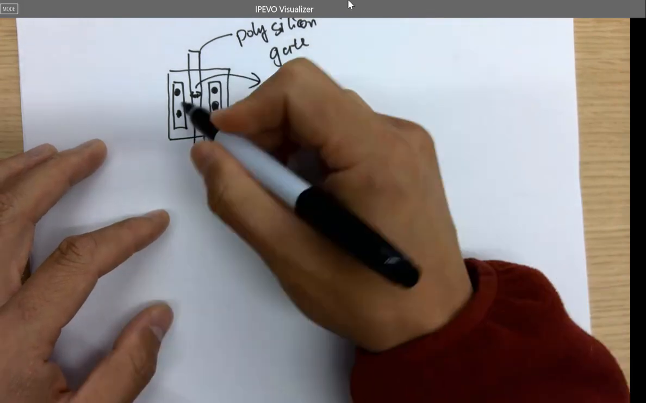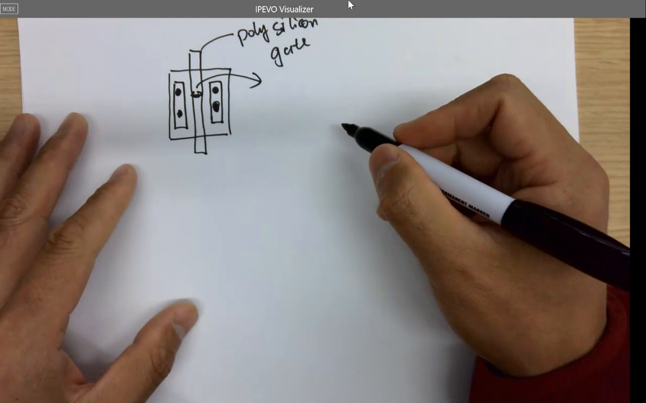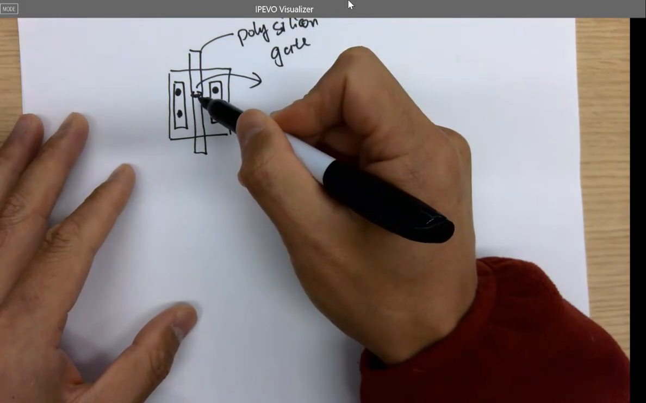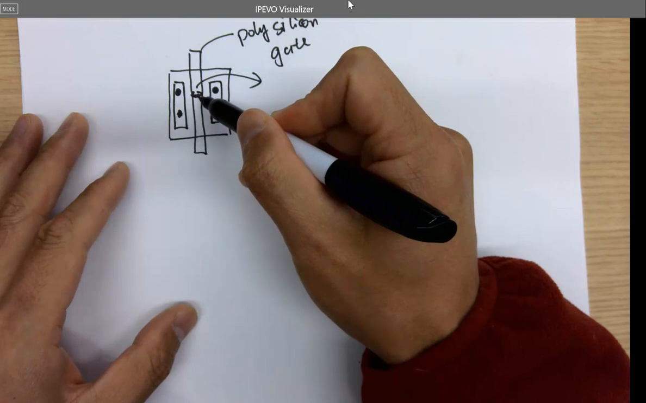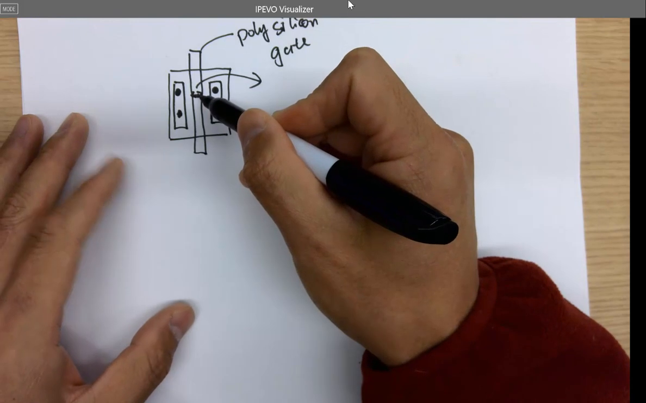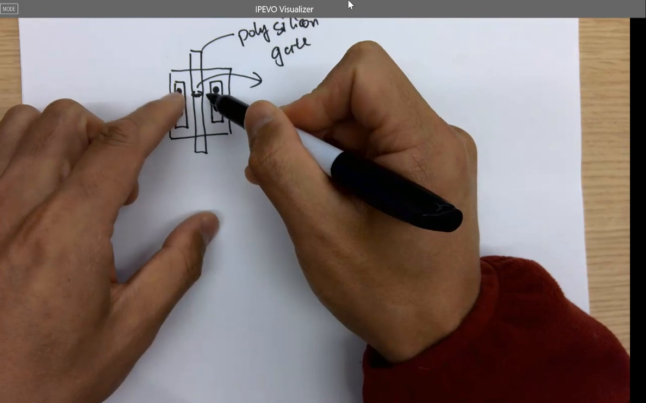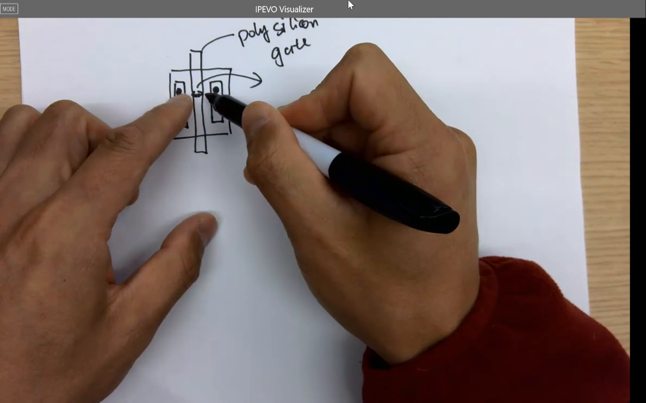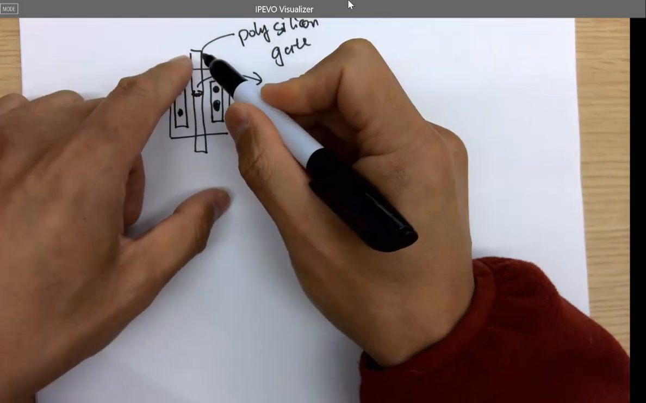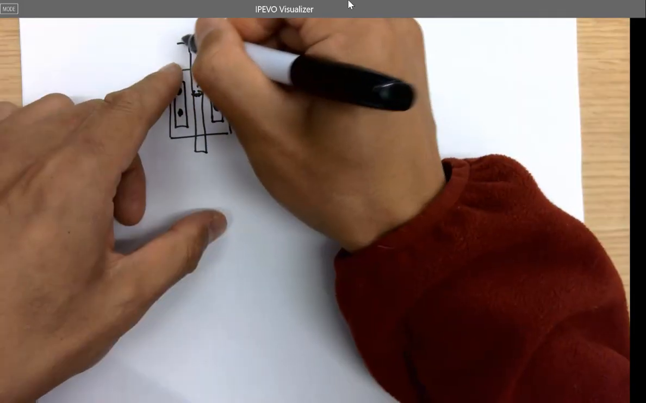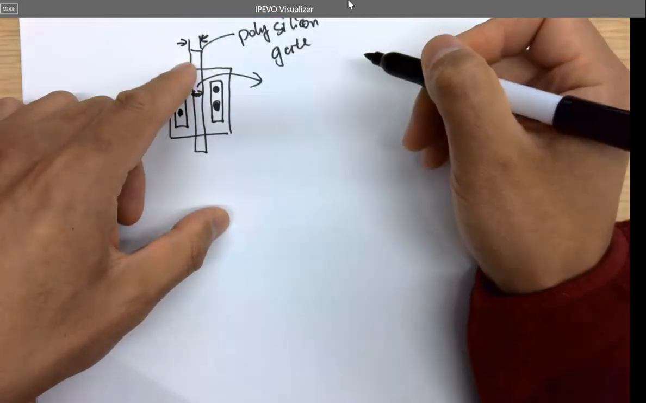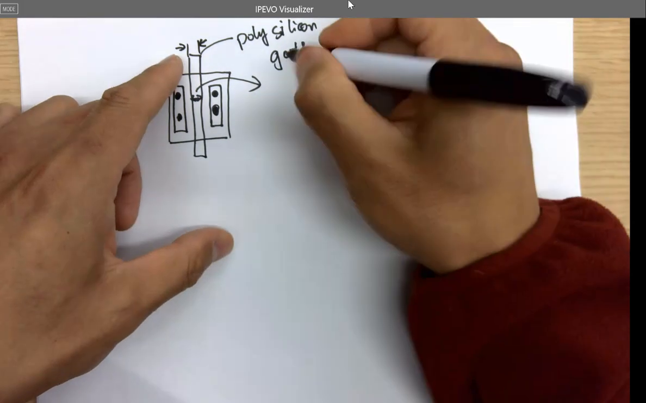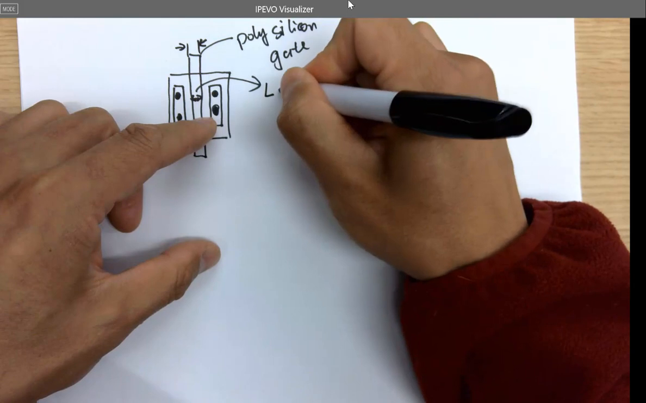I should note that only the channel under the gate is the effective channel, because all the other areas do not have any electric field, so it's not actually a channel. So the width of the polysilicon here defines the length of the channel. Keep in mind, that's the length of the channel.